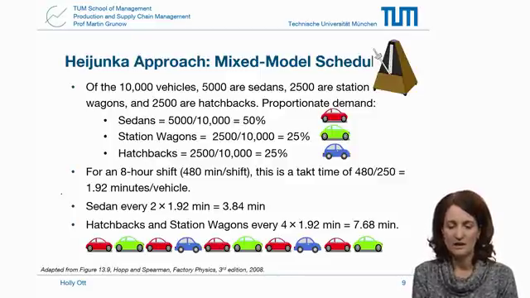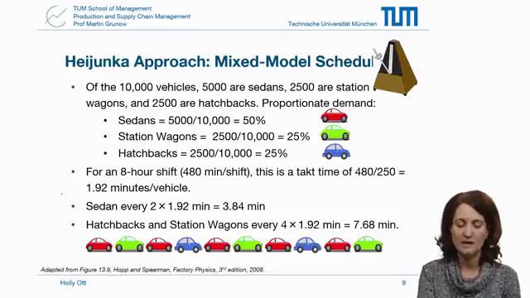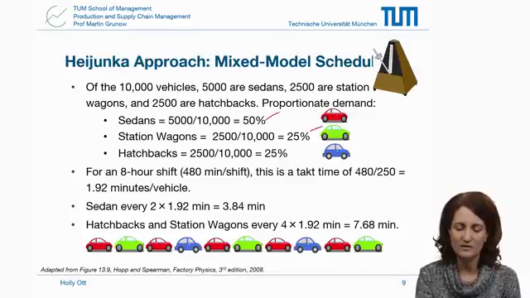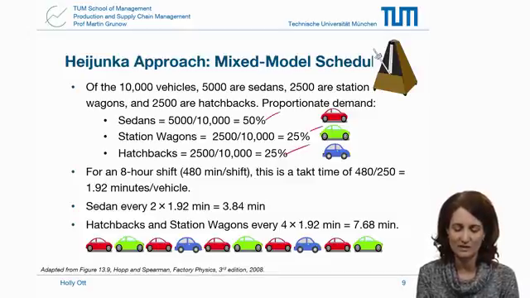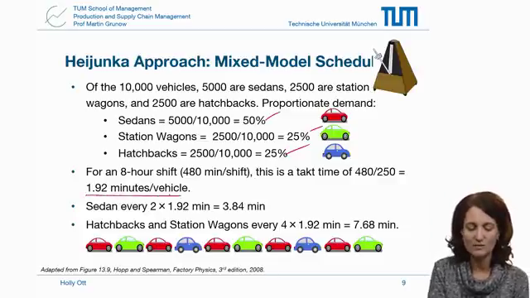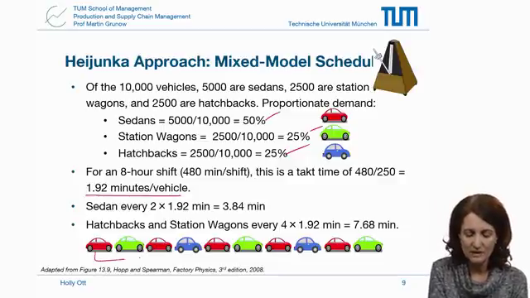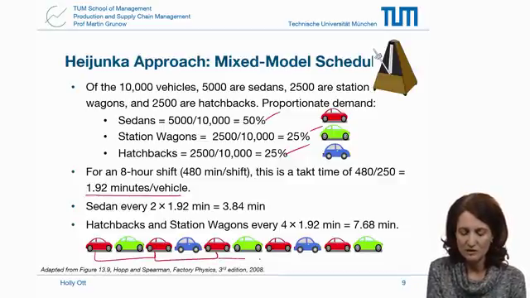Now, let's look at our example again. We had 10,000 vehicles, 5,000 sedans, 2,500 station wagons, and 2,500 hatchbacks per month. Proportionate demand then is 50% sedans, 25% station wagons, and 25% hatchbacks. We already calculated our takt as 1.92 minutes per vehicle. So this means a sedan comes out every 2 vehicles.